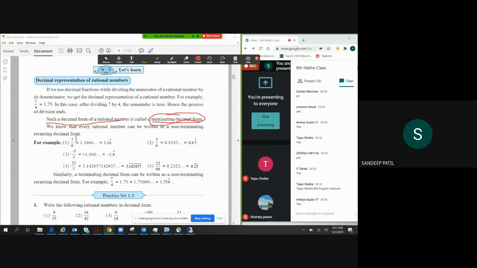7 by 6, right? So we know that if we divide 7 divided by 6, then we will get 1.166666, and 6 will keep continuing.